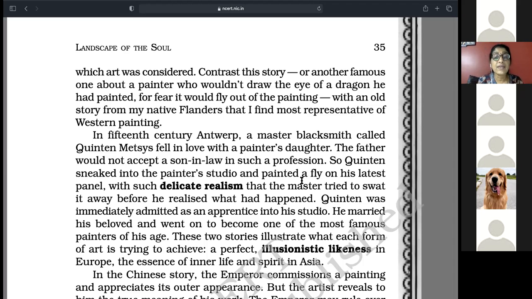He married his beloved and went on to become one of the most famous painters of his age. And later on, that person, that is Quentin, became one of the famous painters.